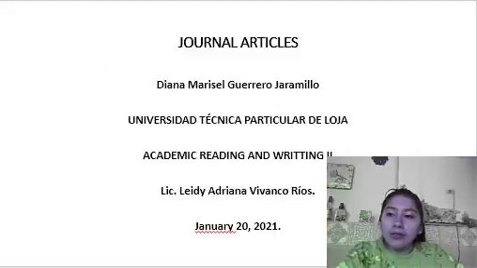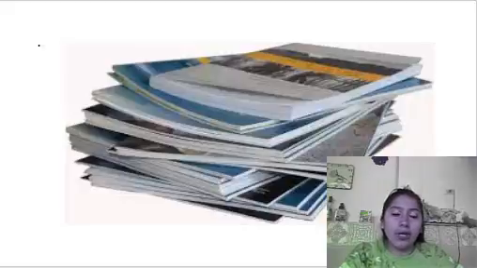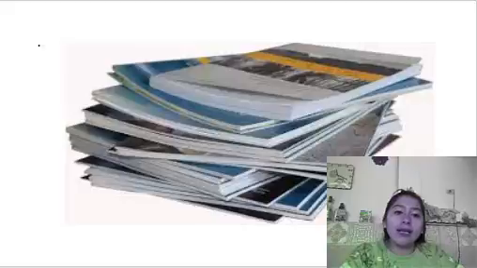Journal articles are shorter than books and written about very specific topics. A journal is a collection of articles, like a magazine, that is published regularly through the year. Journals present the most recent research, and journal articles are written by experts for experts.